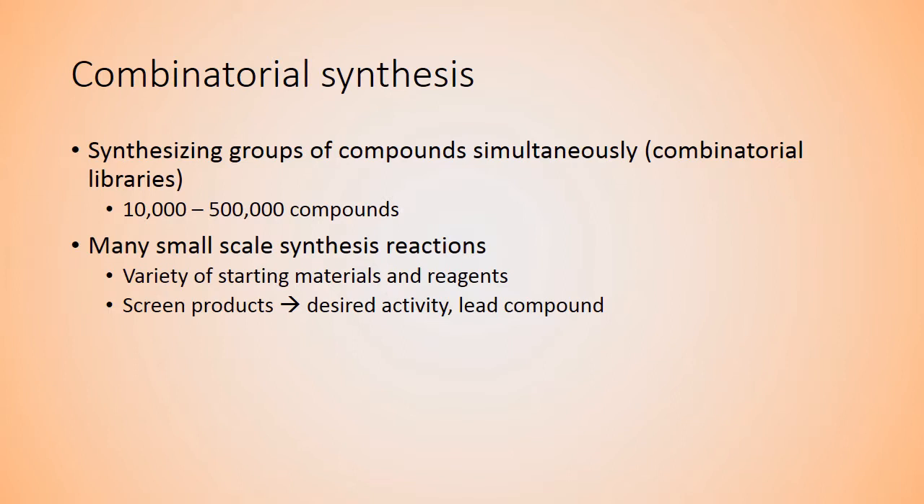Traditionally, we would look at A plus B giving us compound AB. Now, because we have the technology to run these small-scale synthesis reactions, we could have A1 reacting with B1, B2, B3, and so on and so forth. Then A2 reacting with B1, B2, B3, and we have almost limitless possibilities, creating multiple different types of compounds, giving us a lot of different information.